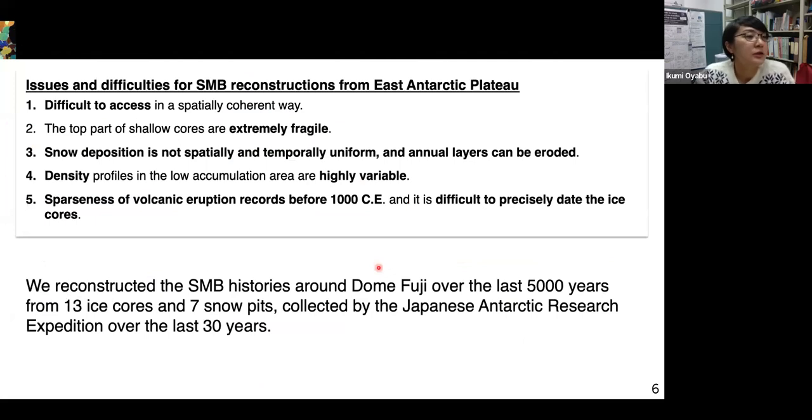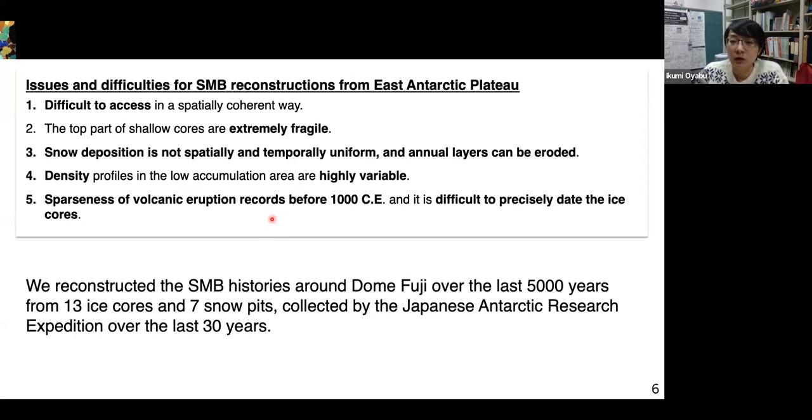However, there are some issues and difficulties for surface mass balance reconstructions from East Antarctic Plateau. For example, it is difficult to access the observation site, and the top part of the shallow core is extremely fragile. Snow deposition is not spatially and temporally uniform, so annual layers can be eroded. Density profiles are highly variable, and volcanic eruption records are sparse before 1,000 common era, so it is difficult to precisely date ice cores.